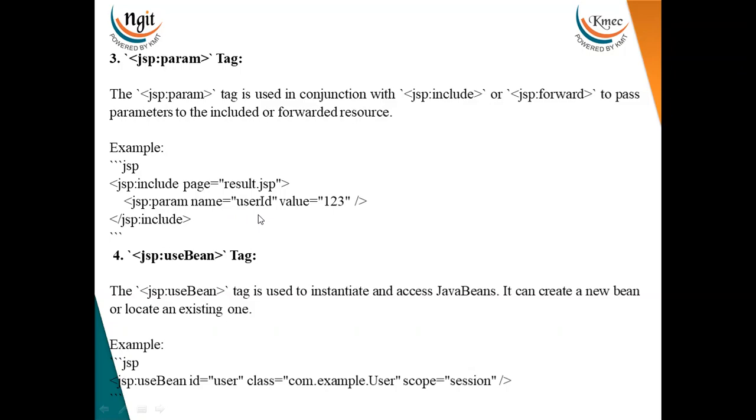The JSP useBean tag is used to instantiate and access Java beans. It creates a new bean or locates an existing one. How are we going to use it? See, the id is user, the class is com.example.User, and the scope is session.